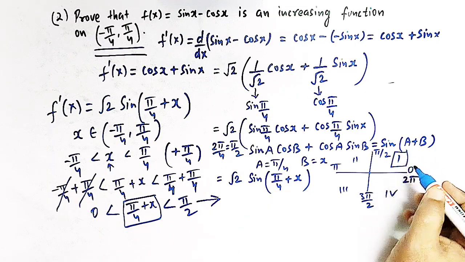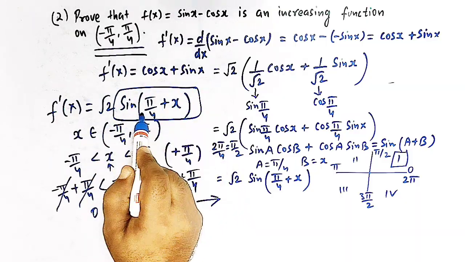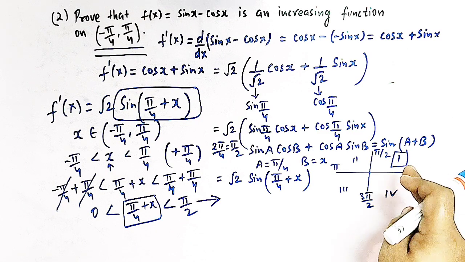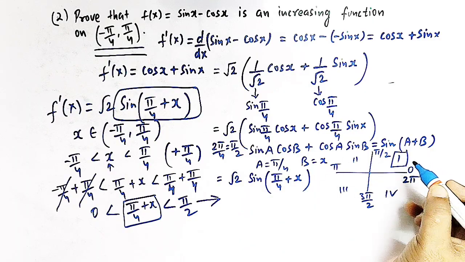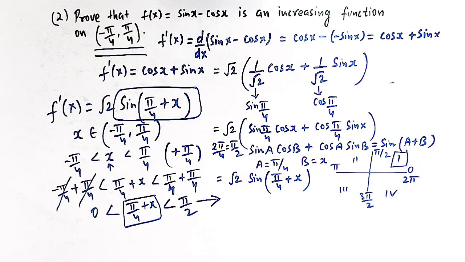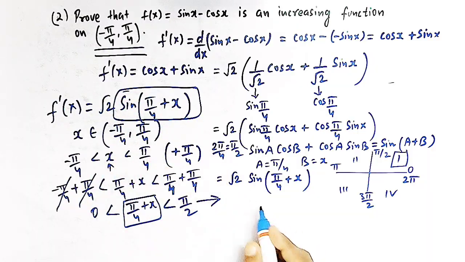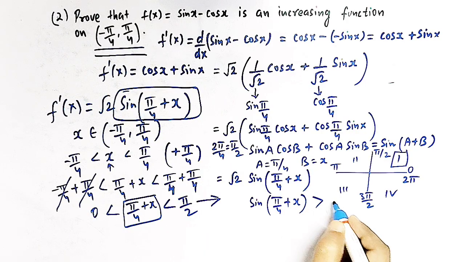That is, it lies in the first quadrant, right? And in the first quadrant the sine function is positive. From the sign convention of trigonometric functions in four quadrants, we know that the sine function is positive in the first quadrant and in the second quadrant, right? So here pi by 4 plus x lies in the first quadrant.